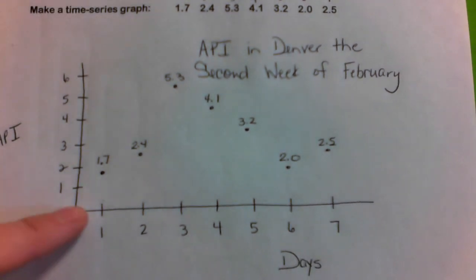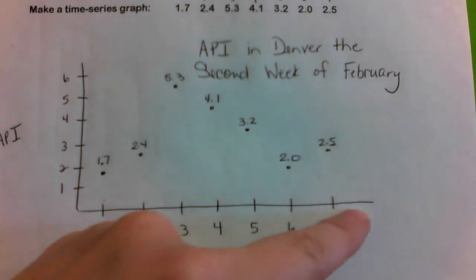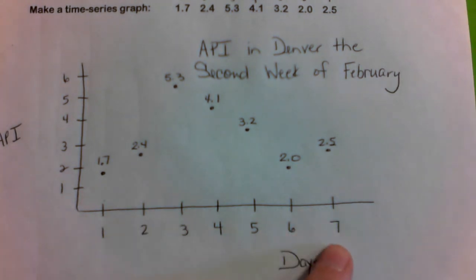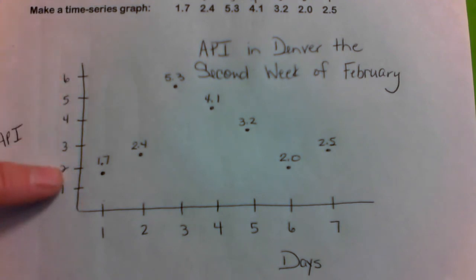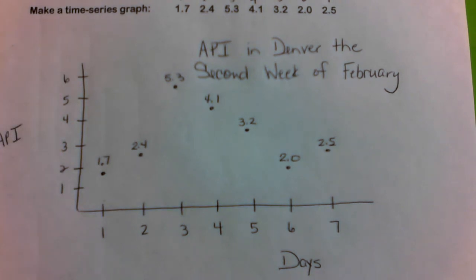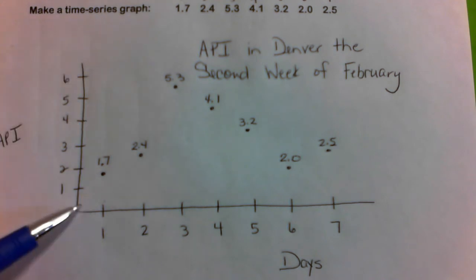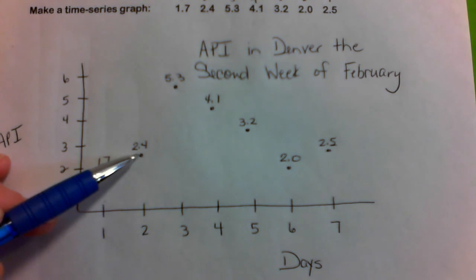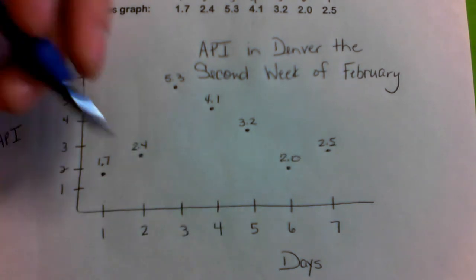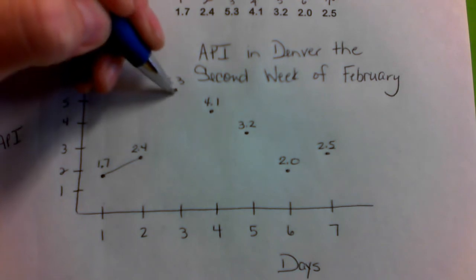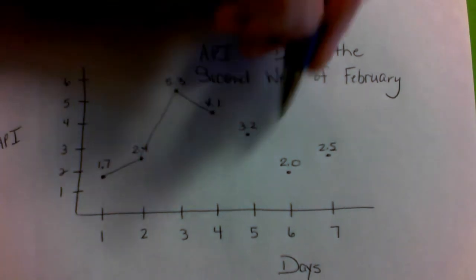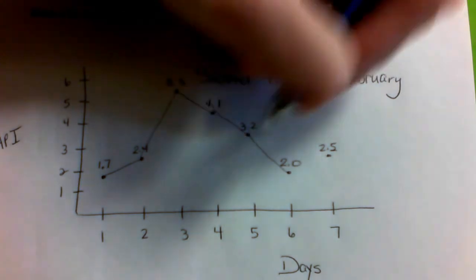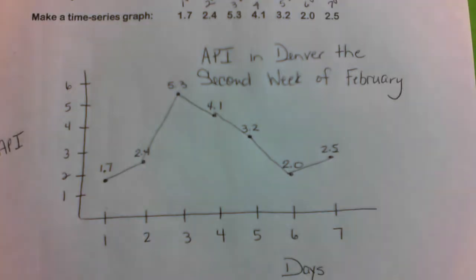So if you'll notice here, my horizontal axis is my days. So I have day 1 through day 7. And then I have my API, which is the air pollution index. And the largest number given was 5.3, so I just went by intervals of 1. Then day 1 was 1.7, so here's day 1, and I went up 1.7. Day 2, I went up 2.4, and so on. And then to complete this, I would connect my dots. And that's your time series graph.